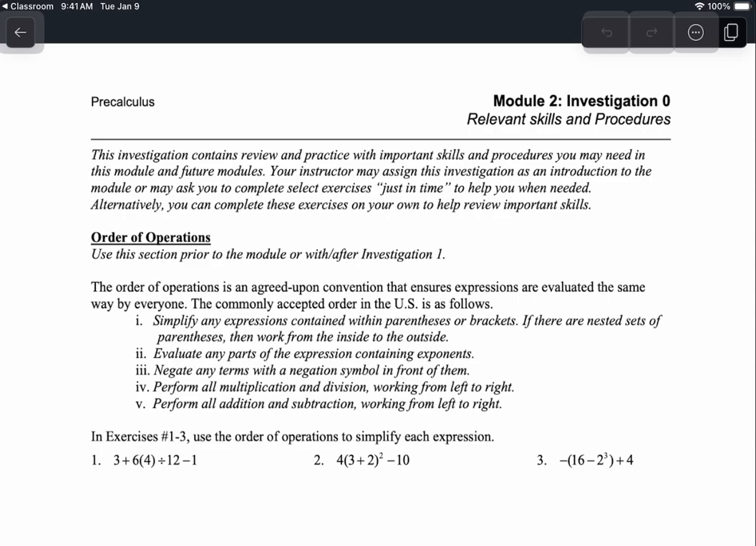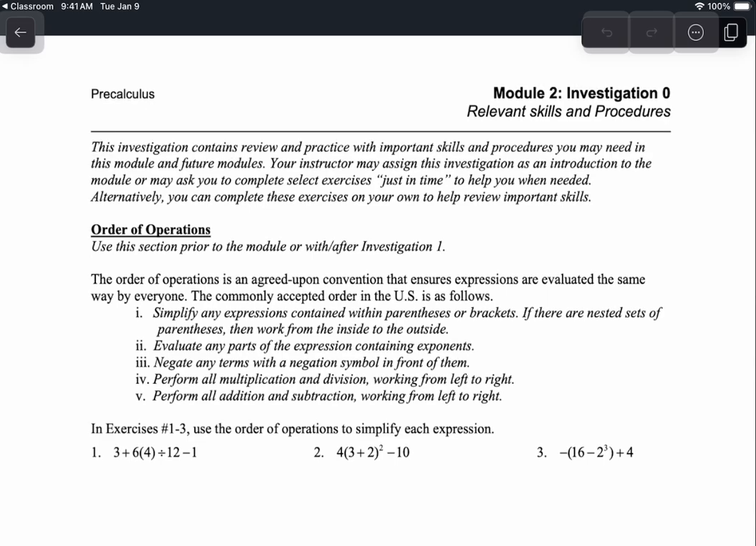Now, at the beginning of every module, which is just a fancy way of saying chapter, there is going to be this investigation page. And this investigation is not going to be something I'm going to do all at once. So I might do some of the problems, we might set that aside, and then I might come back to it. So once you put it into your Notability, note, we'll probably come back to it at another time.